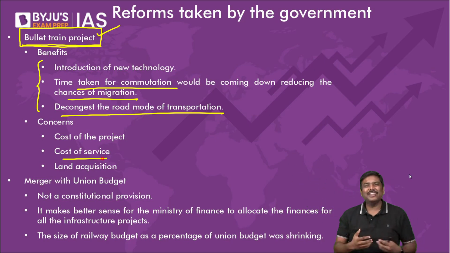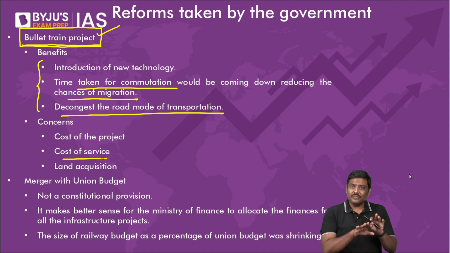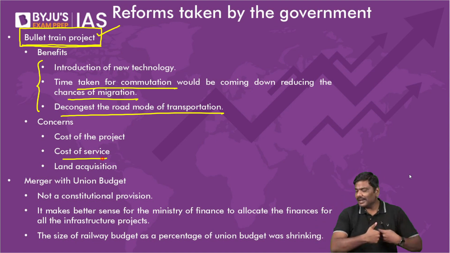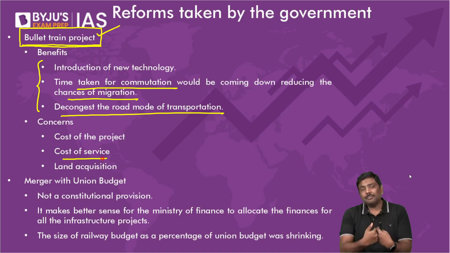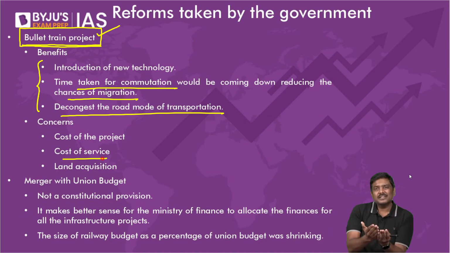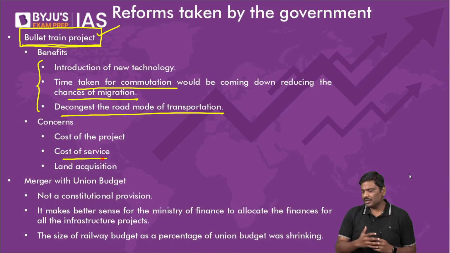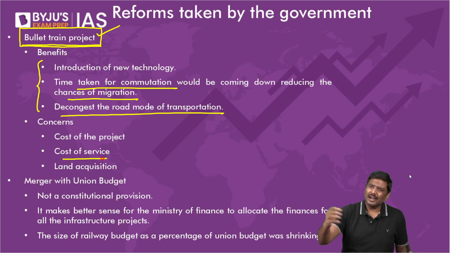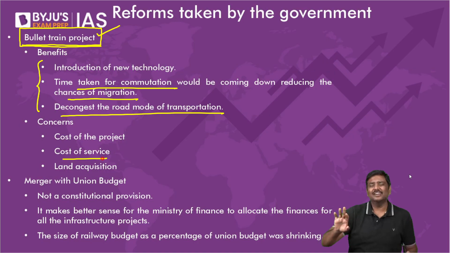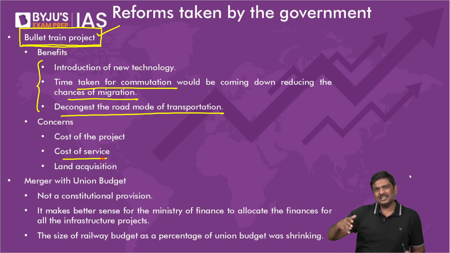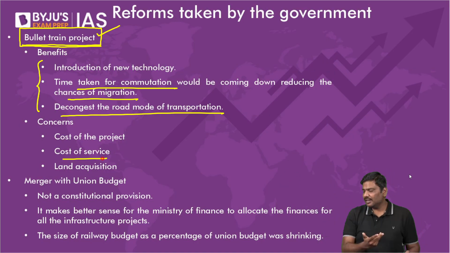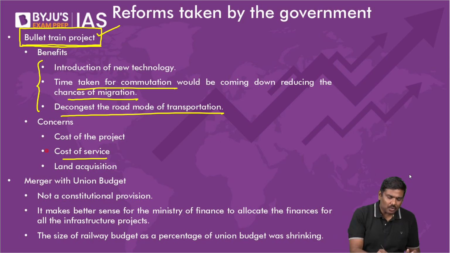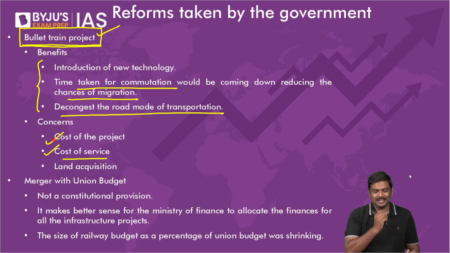So the argument is, if you keep the ticket prices very low, you will not be able to recover your investment. If you keep the ticket prices very high, people will start shifting to other modes of transportation. Many people will simply say, I'll go by road, or I'll take another train, or let me fly rather than taking a train. All of these will have a repercussion. Now the question is, what will the ticket prices be then? Third one is land acquisition, as usual.